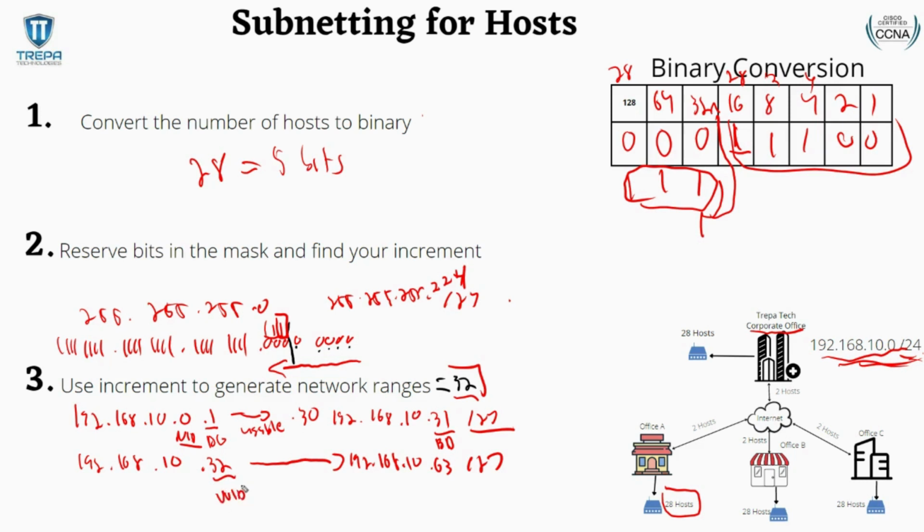.32 is our network ID. .33 is going to be our first usable and default gateway. .62 is going to be our last usable. And .63 is our broadcast address. All right, guys. And that's it.